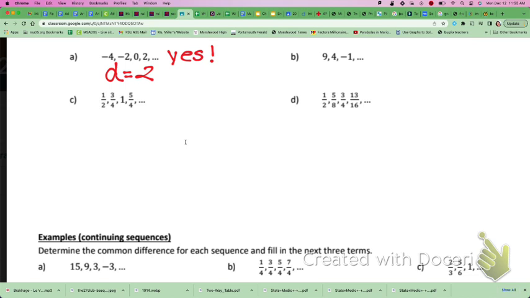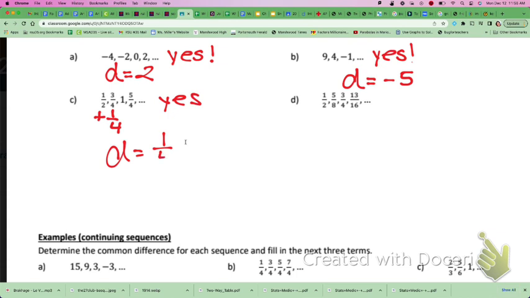For B, 9 to 4 to -1, what's happening? So this is a yes, where my common difference is -5, because we're subtracting 5 each time. For C, what's happening with this one? We are adding 1/4 each time, so that's a yes, where D is equal to 1/4.